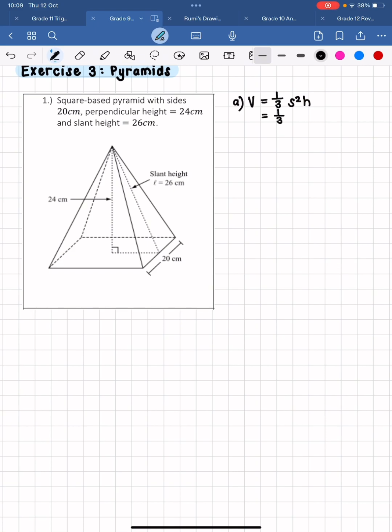So we can just say a third times 20 squared times the height, which is 24. Let's quickly work that out. All right, 3,200. And it's volume, so it's going to be centimeters cubed.